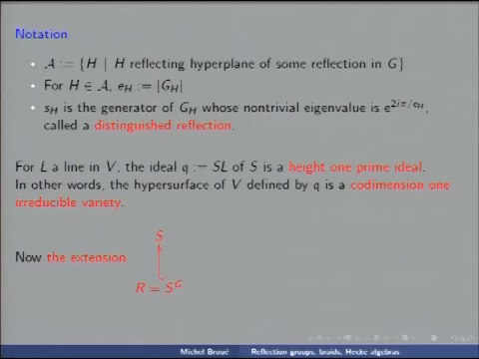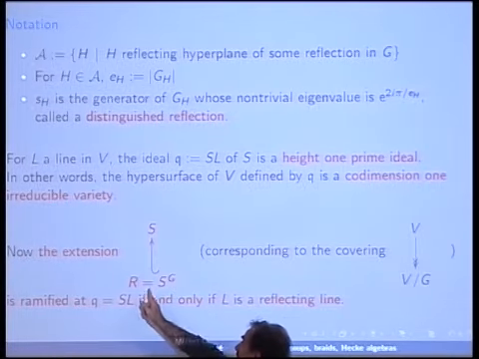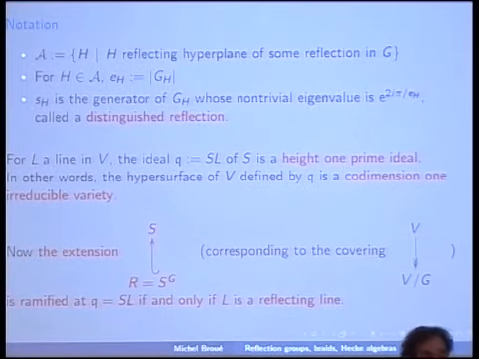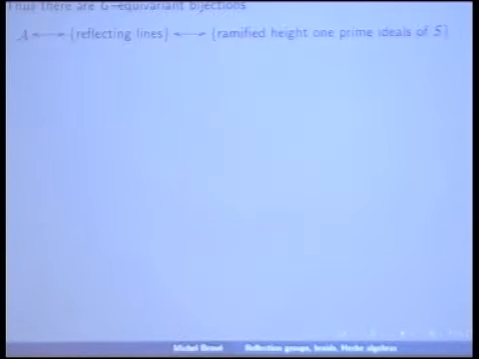Now this extension, which we have been considering so far, which in the case of finite reflection groups is free, corresponds to the covering V goes to V mod G, of course, in geometrical terms. And it is ramified over this extension here. The ideal is ramified over R if and only if S is a reflecting line. This is a fact which maybe explains what follows.